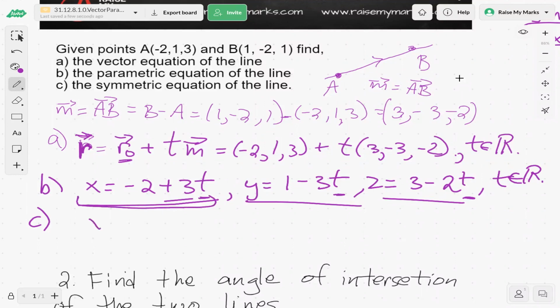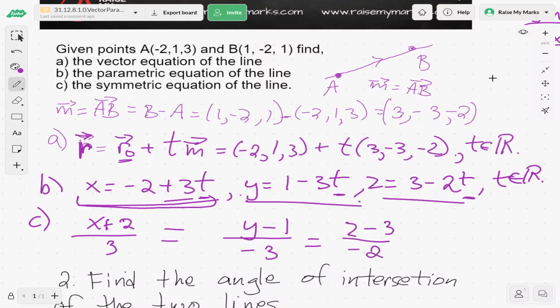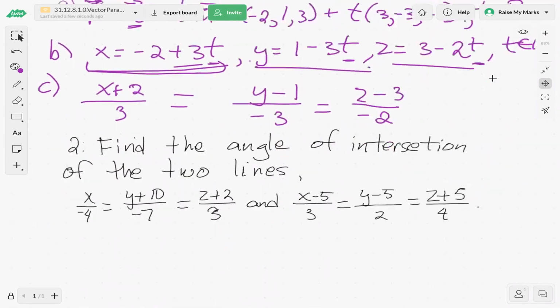Solving for t gives (x plus 2) over 3. That equals, again solving for t from the y coordinate of a point on the line, (y minus 1) over -3, and that equals, again solving for t from the z coordinate of a point on our line, (z minus 3) over -2. And that gives us our symmetric equation of a line. Good. All right, so that just requires a bit of practice.